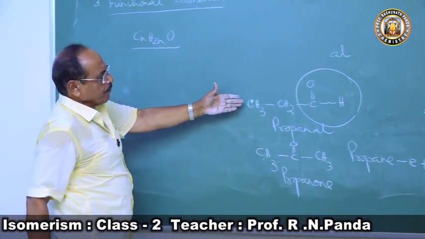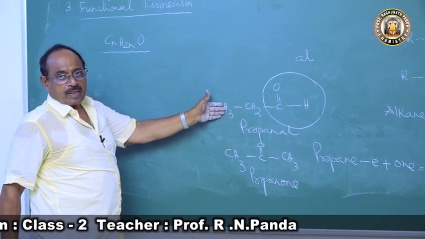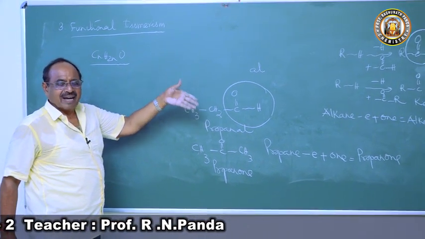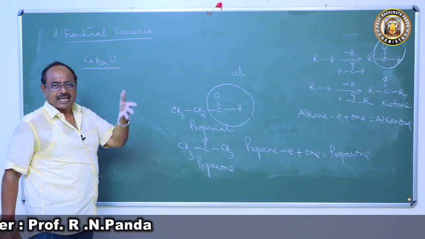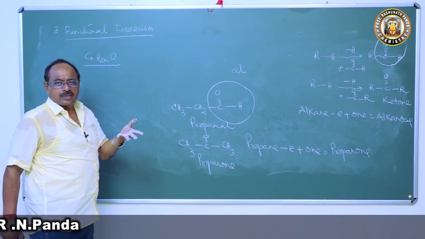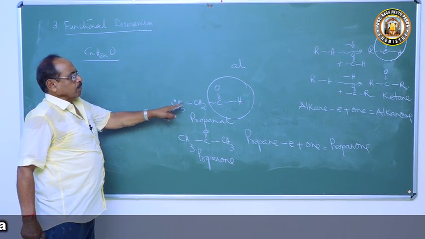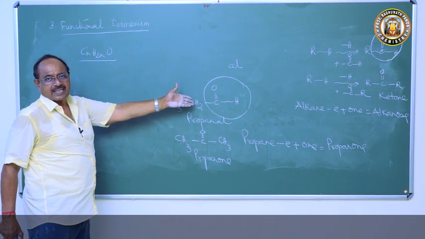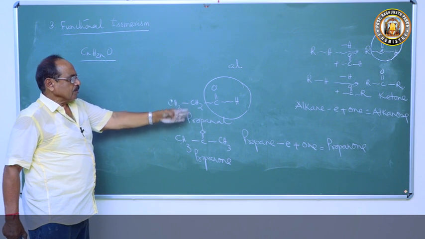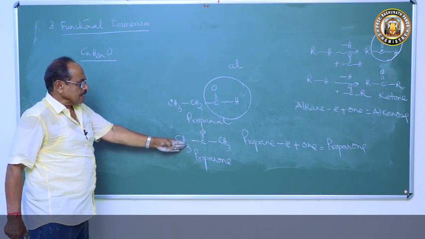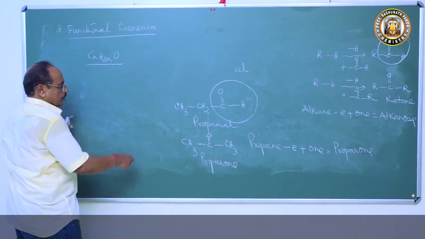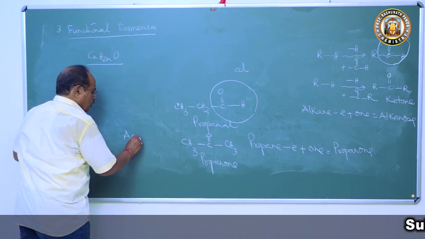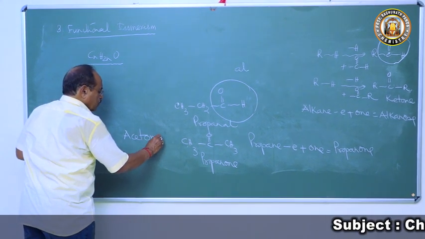Now if you write their common names, alkyl aldehyde: what is the name? Here it is propyl, and it's propionaldehyde. So propionaldehyde. Here you come to this CH3COCH3. It is a ketone. Its common name is acetone.